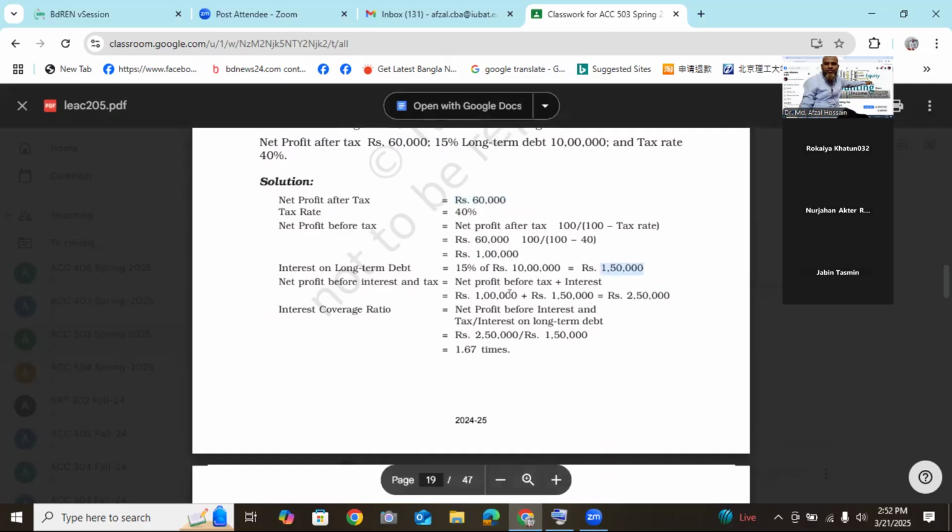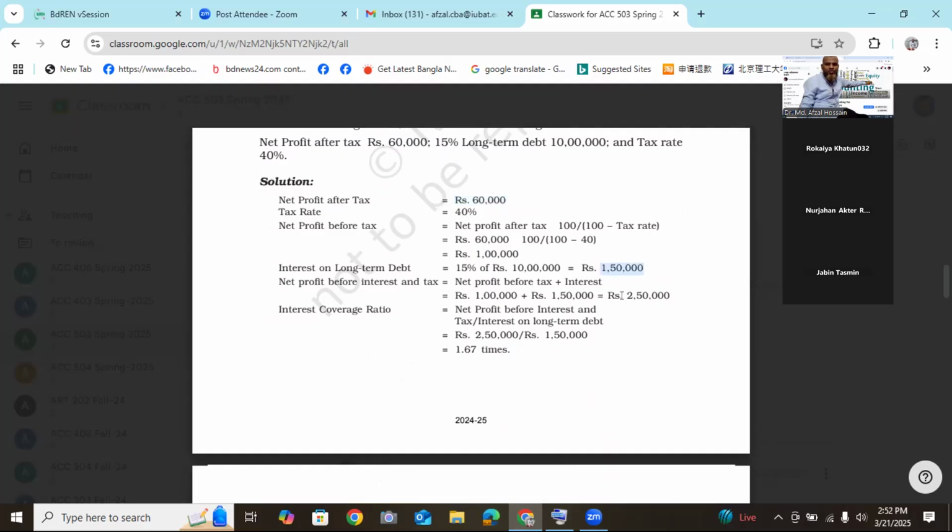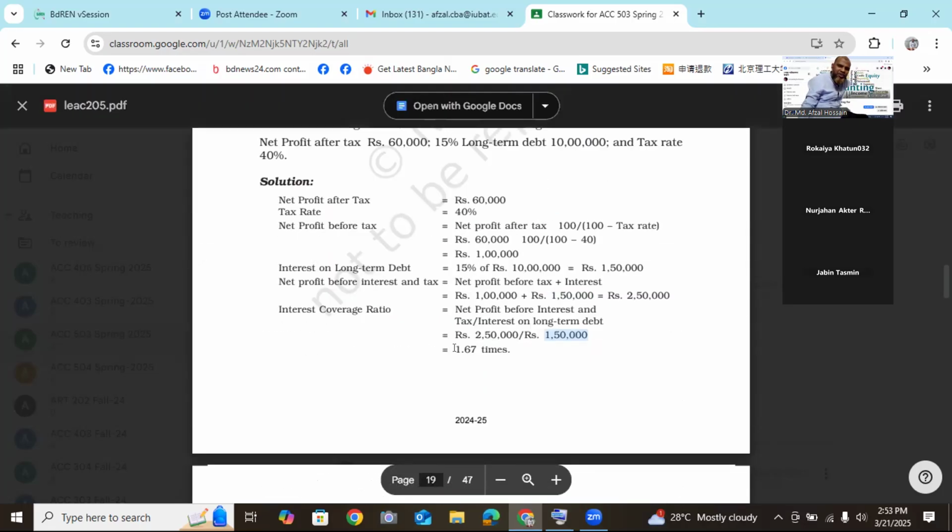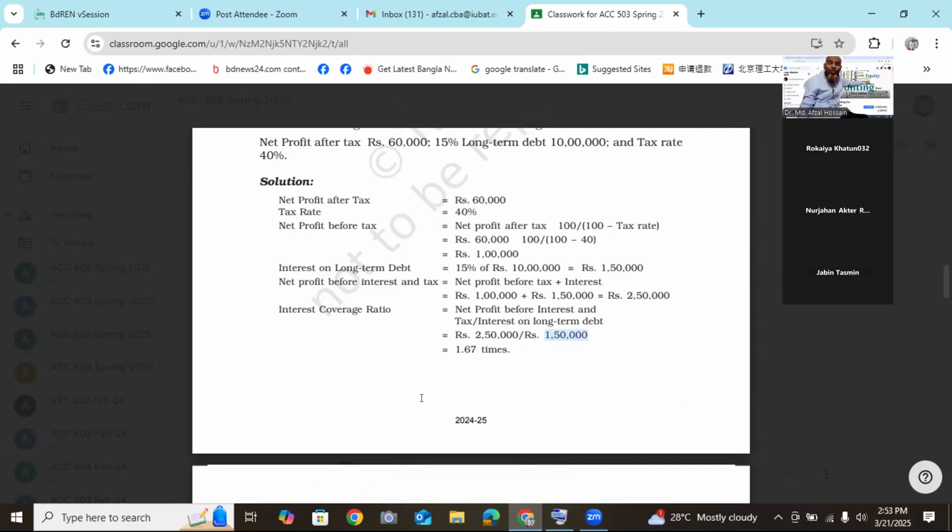Net profit before interest and tax: 1 lakh is your net profit before tax, and 1,50,000 is your interest. Total 2,50,000. So EBIT 2,50,000 divided by your interest 1,50,000 is 1.67 times. So your ability to pay the interest is 1.67 times from your earnings before interest and tax.